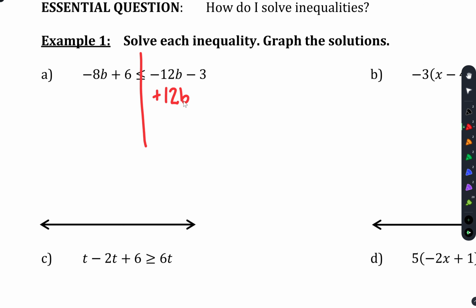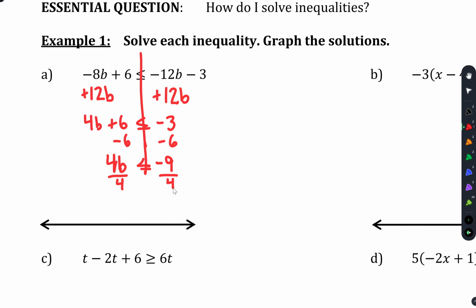So I'm going to add 12b to both sides to get 4b plus 6 is less than or equal to negative 3. From here, I'm going to subtract 6. Now I'm working on isolating that b. So I have 4b is less than or equal to negative 9. And I finish it off by dividing the 4 away. So b is less than or equal to negative 9 over 4. We're not going to panic that it's a fraction. We don't really care that it's a fraction, as long as that fraction is simplified. Any questions on the solving part?